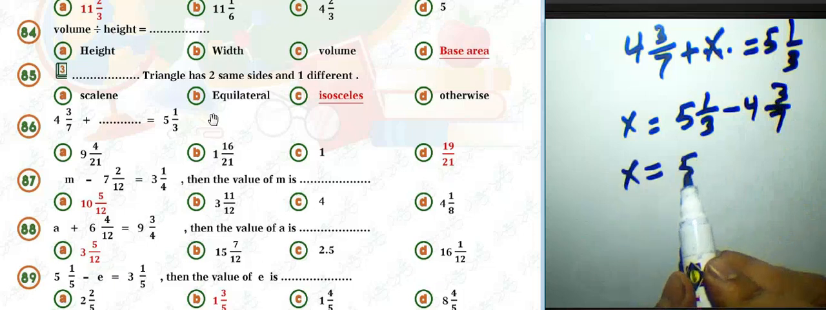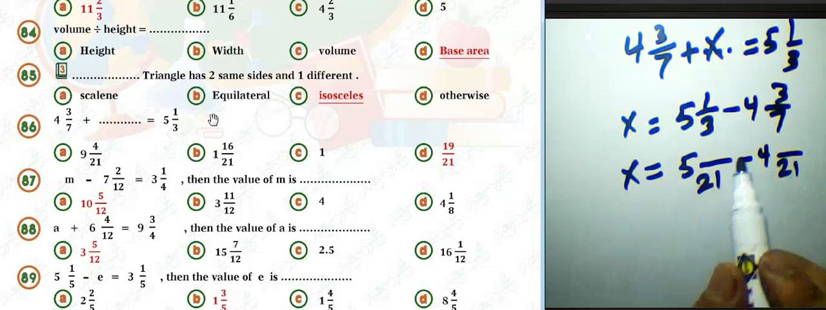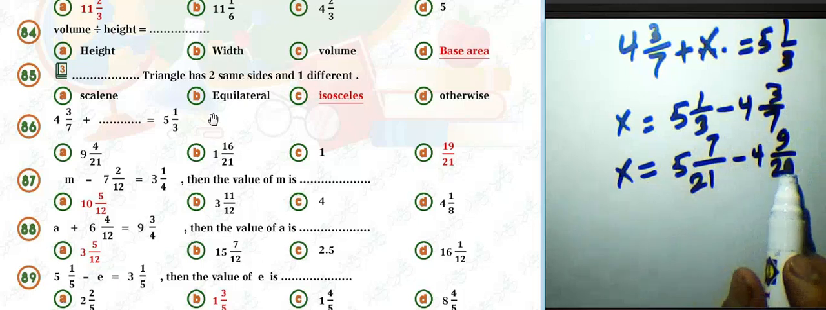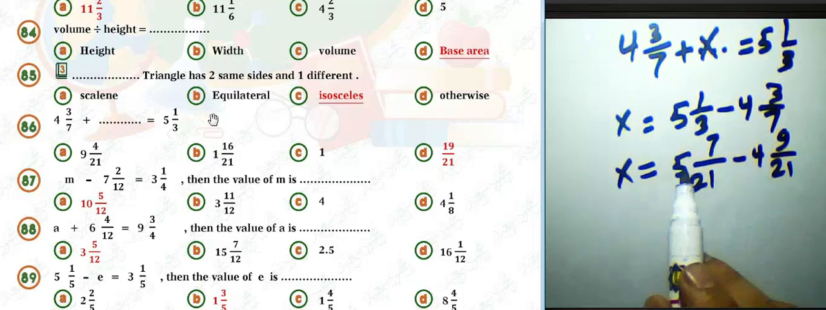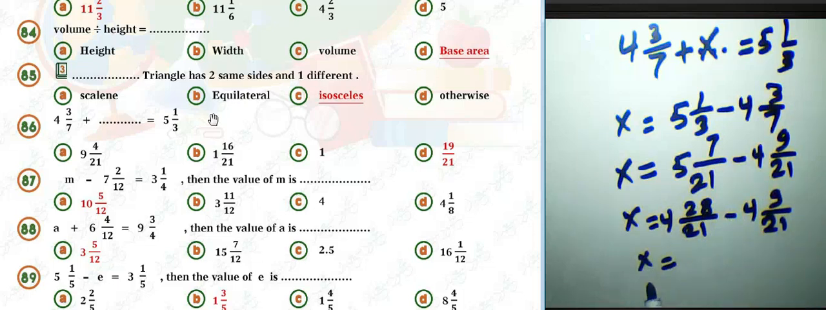X equals here 5, and write 21 in the denominator, right here 21. 7 times 1 equals 7, 3 times 3 equals 9. But 7 subtract by 9 we can't do, so we must borrow 1 from 5, it will be 4. And 1 equals 21 over 21. 21 plus 7 equals 28 and here 21. Write 9 over 21. 4 minus 4 equals 0 and 28 subtract by 9 equals what? Equals 19. 19 over 21. Okay, letter D.